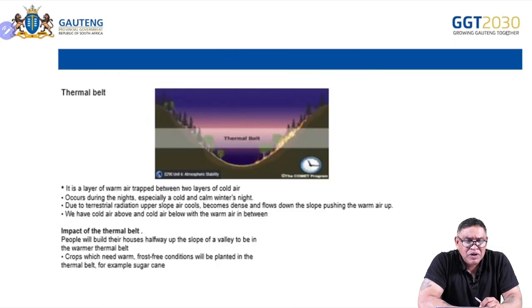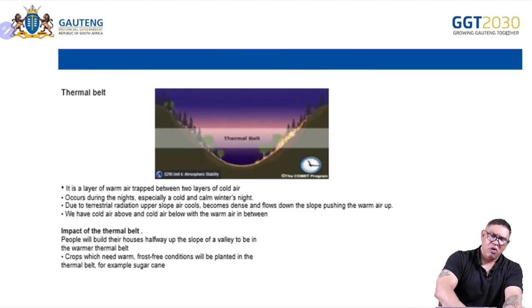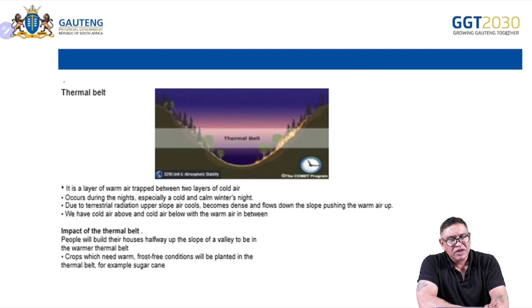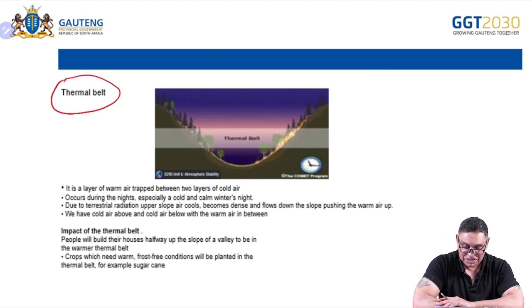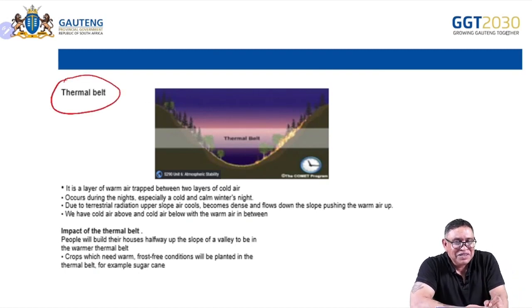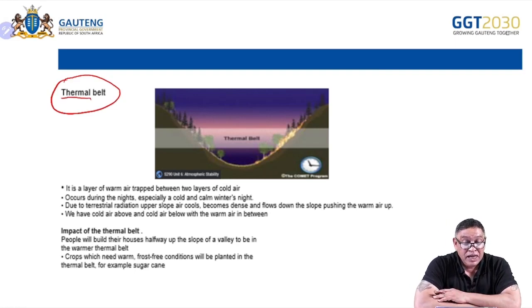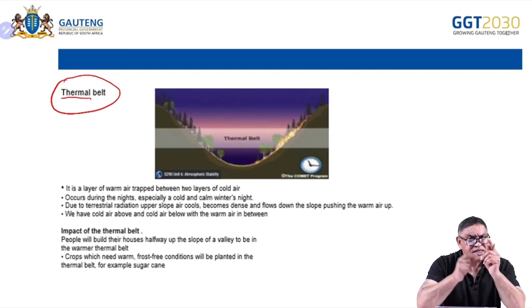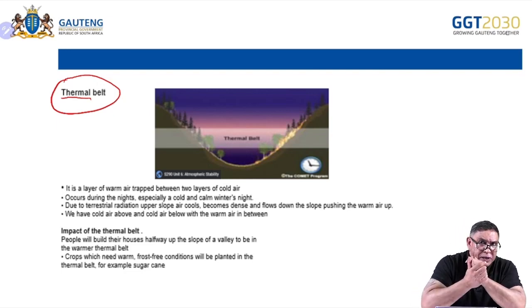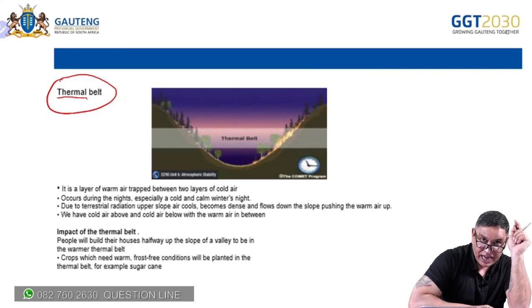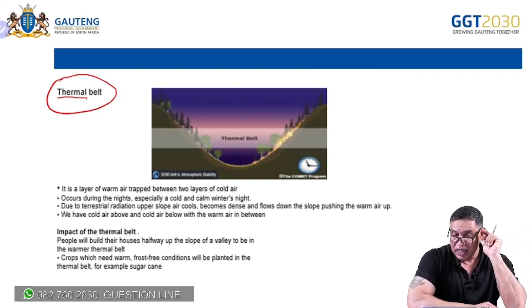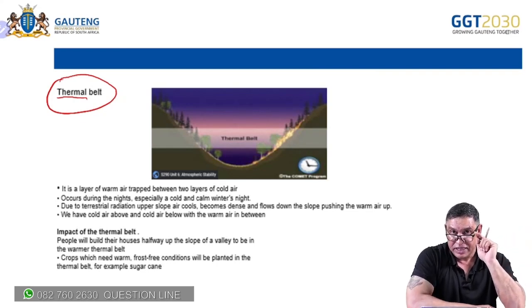Let's go to another one. Thermal belts. Whoa. This is not a real belt. It's a heat belt. All right. That's where the word thermal comes from. But you don't use the word heat belt now. You say thermal belt. All right. Now let's take it. And there's a relationship between katabatic winds and the formation of a thermal belt.